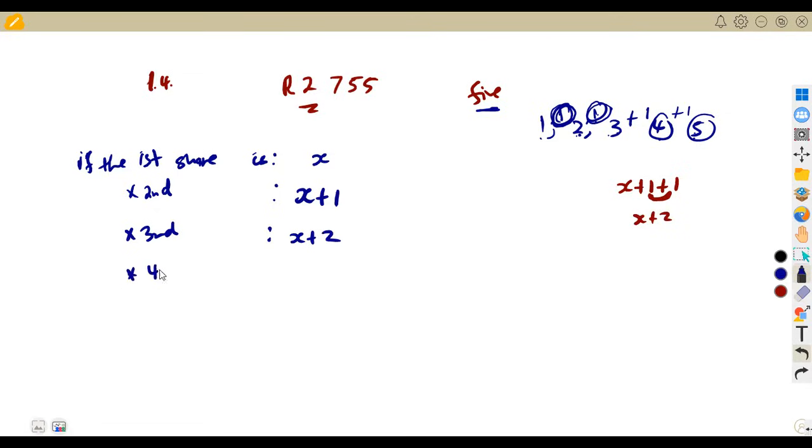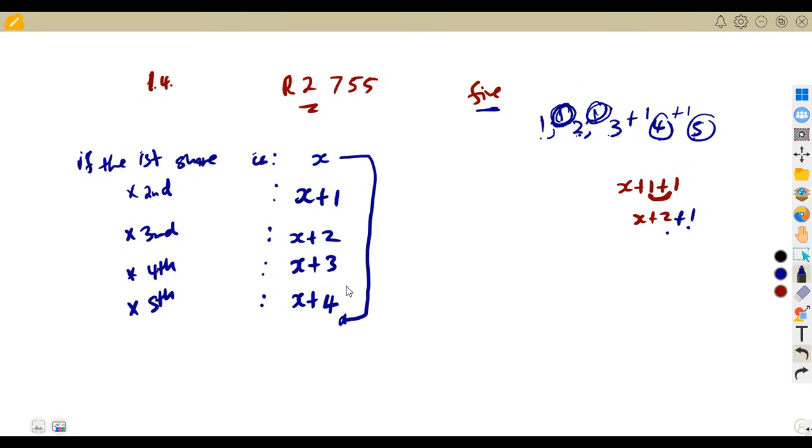Meaning the fourth share is going to be the same. We add a 1 here, 2 plus 1, which is going to be a 3. And the fifth share is going to be the same, x plus, we add a 1 here, which is going to be a 4. So this is how the amounts were supposed to be separated. These are consecutive whole numbers. There's a difference of 1 throughout.